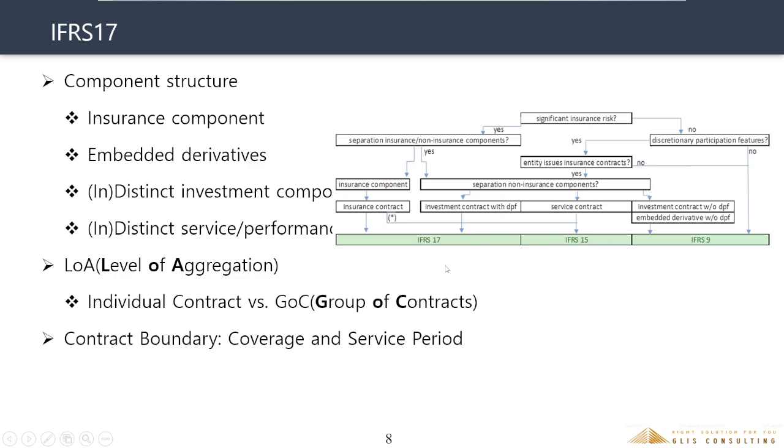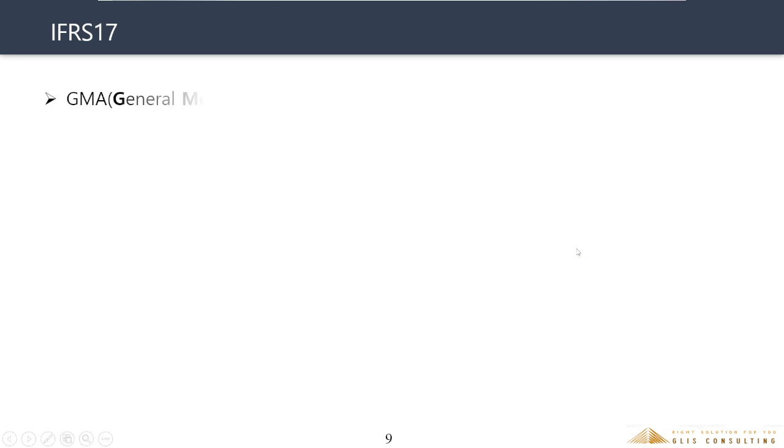So once we separate some of the distinct different components, we use IFRS 9 for the investment related component, and IFRS 15 for the service component. And I just want to add to it.